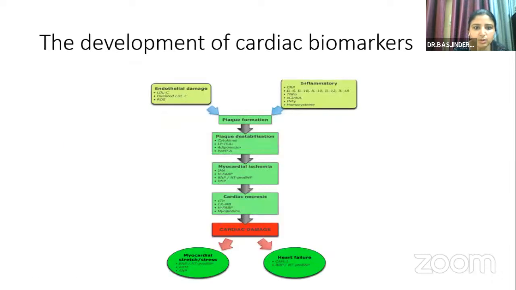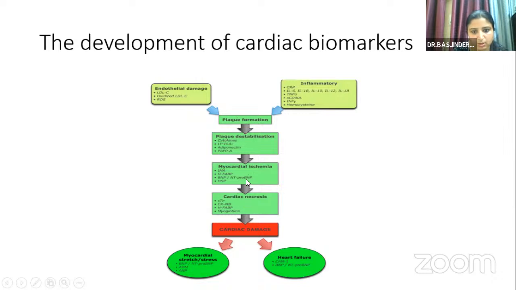So how do the cardiac biomarkers develop? We all know that when there is endothelial damage and inflammation at a site in the coronary arteries, that leads to plaque formation. Then the plaque gets destabilized. It causes myocardial ischemia when there is still partial perfusion present to the cardiac tissue.